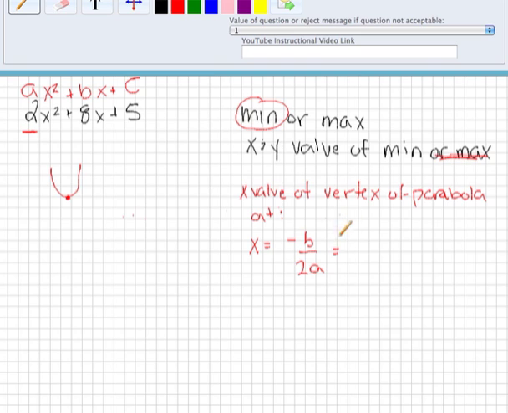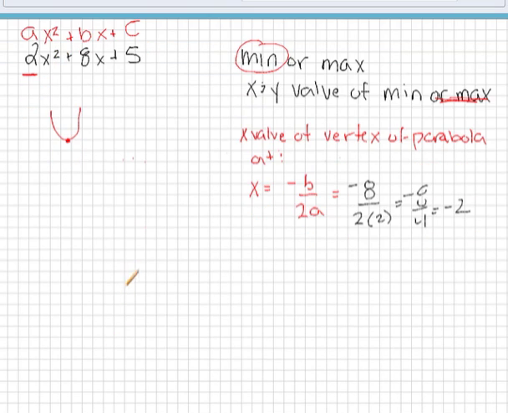Okay, so to find that, it looks like b is equal to 8. And don't forget to put that negative in front. It's a very common mistake. We're going to put that 2 there. And then our a, it looks like that matches up with the 2. So we're going to have negative 8 over 2 times 2, or negative 8 over 4, or negative 2. So the x value of our parabola is at negative 2.